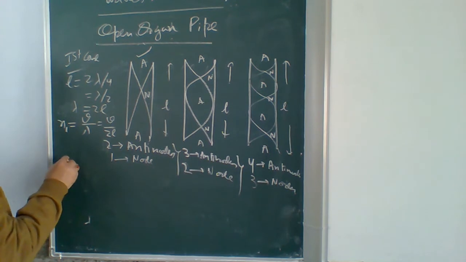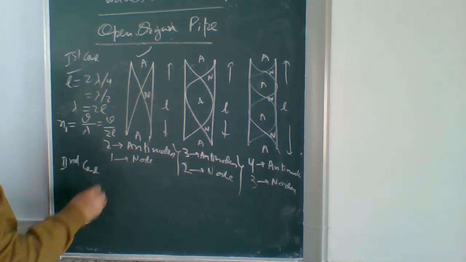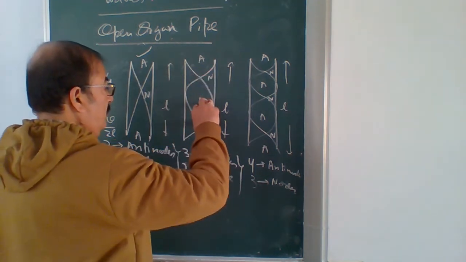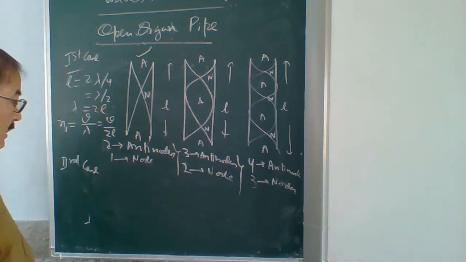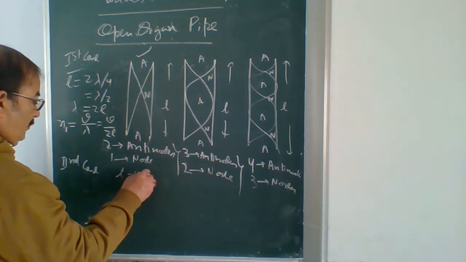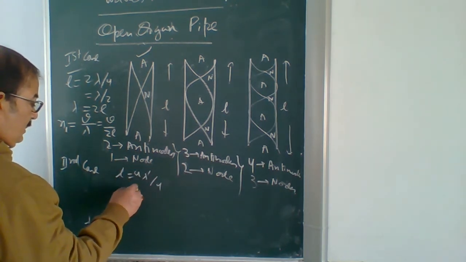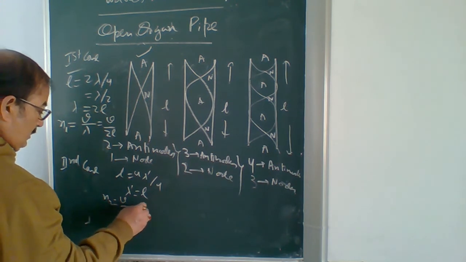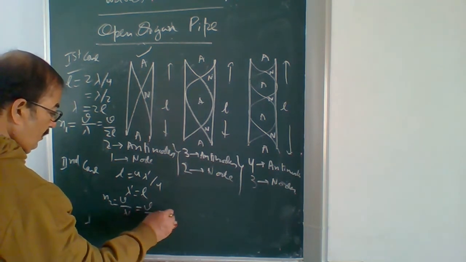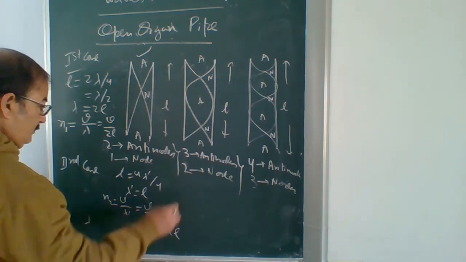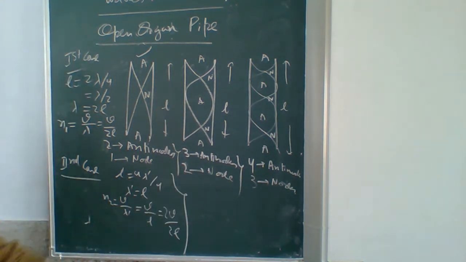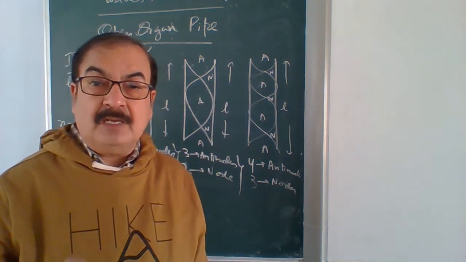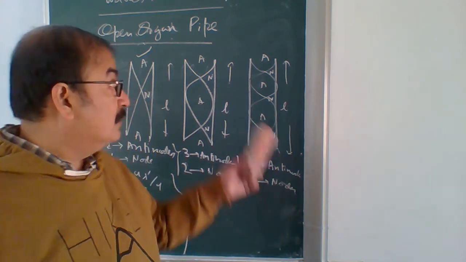Now we take second case. Second case, lambda by 4, lambda by 4, lambda by 4, lambda by 4. We have 4 lambda by 4. That means L equal to 4 lambda dash by 4, or lambda dash equal to L. That means N2 equal to V upon lambda dash equal to V upon L, or 2V upon 2L. This is our second case, second possible vibration when we have 3 entry nodes and 2 nodes. ये आपको बार बार बता रहा हूँ कि हमेशा ओपन एंड में क्या होता है कि एंटी नोड ही बनता है और क्लोज एंड में नोड बनता है, तो उसी हिसाब से चल रहा है यहाँ पर.